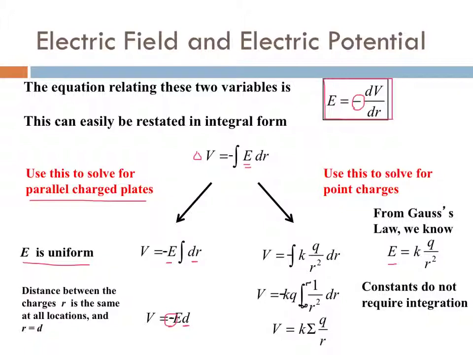Now our limits are going to be from infinity to r. So we're finding the potential difference between some point infinitely far away to some point close at a distance r away. Again, we do have that negative, but if you were to work it out, you still end up with the same equation that we had for electric potential of a point charge. So again, you've seen these equations before.